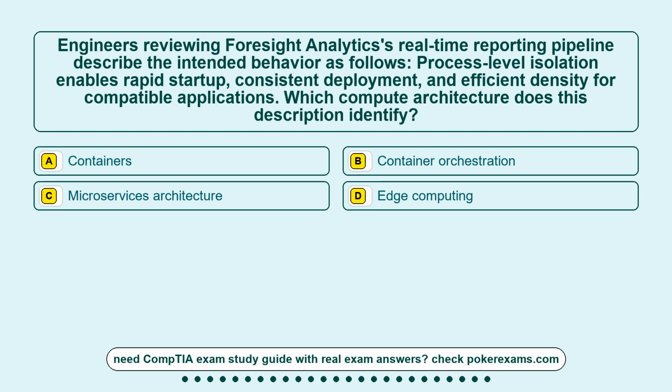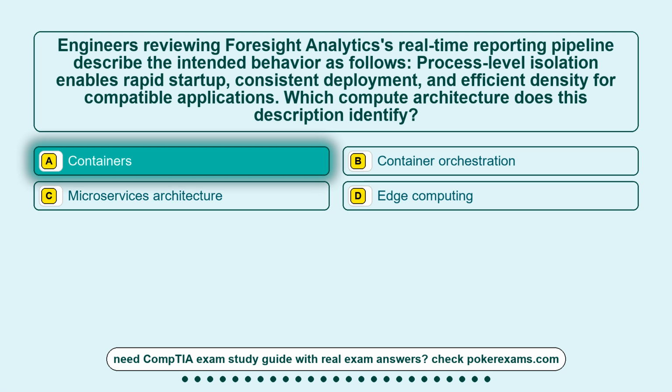Question 3. Engineers reviewing Foresight Analytics' real-time reporting pipeline describe the intended behavior as follows: process-level isolation enables rapid startup, consistent deployment, and efficient density for compatible applications. Which compute architecture does this description identify? Option A, containers. Option B, container orchestration. Option C, microservices architecture. Option D, edge computing. The correct answer is option A, containers.